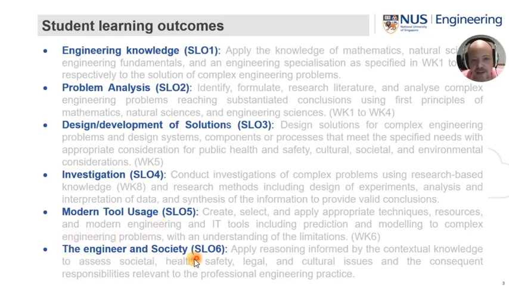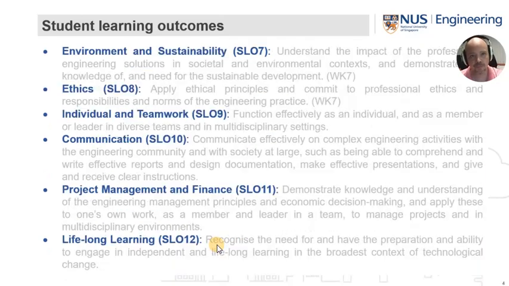The engineering society is our SLO6. Whenever you solve a problem, whenever you reason and do something, you should be aware of society, health, safety, legal and cultural issues when you practice as an engineer. Our SLO7 is environment and sustainability. Again, when you do an engineering solution, you should be able to see what the impact of that solution is on society and environment. And for it to be sustainable is a key part here.